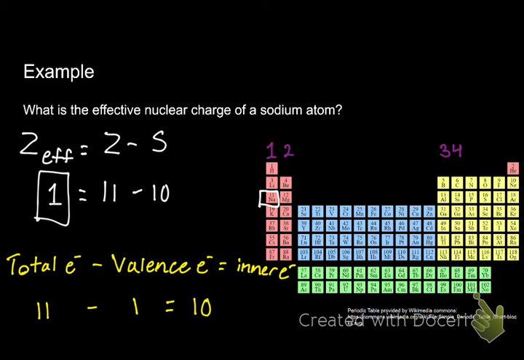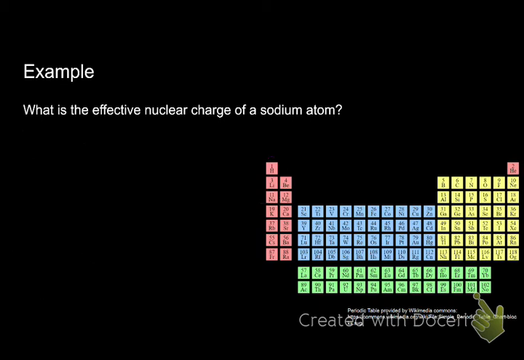All right, let's go ahead and take a look at another example. Our next example asks, what is the effective nuclear charge of a sulfur atom? So first thing we're going to do is find sulfur on our periodic table. It is atomic number 16, which will be our S. Our equation, our Z effective, is equal to our number of protons minus our shielding constant, or number of inner electrons. Looking at sulfur on the periodic table, we're able to tell that it has 16 protons.